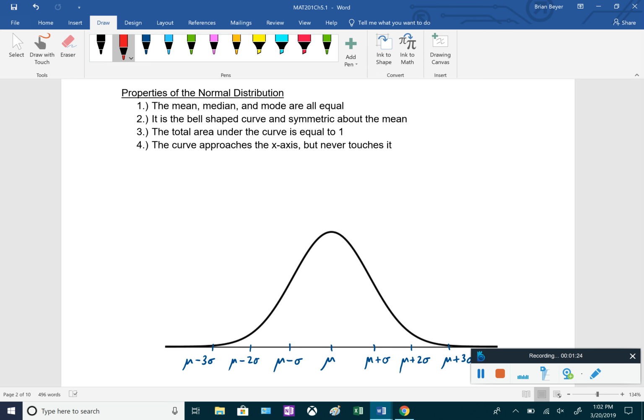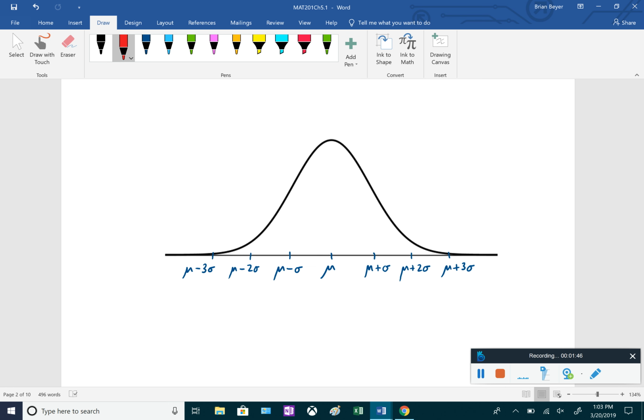The mean, median, and mode are all equal. It's a bell-shaped curve and it's symmetric about the mean. The total area under the curve is equal to 1. And the curve approaches the x-axis, the horizontal axis, but it never technically gets there. So we say it asymptotically approaches it.